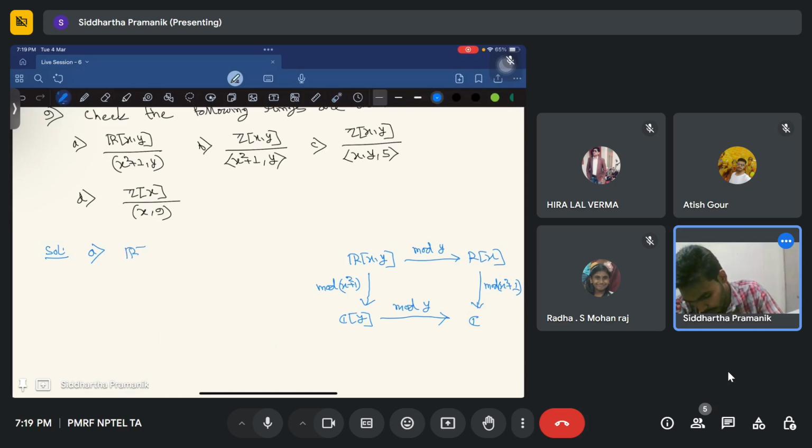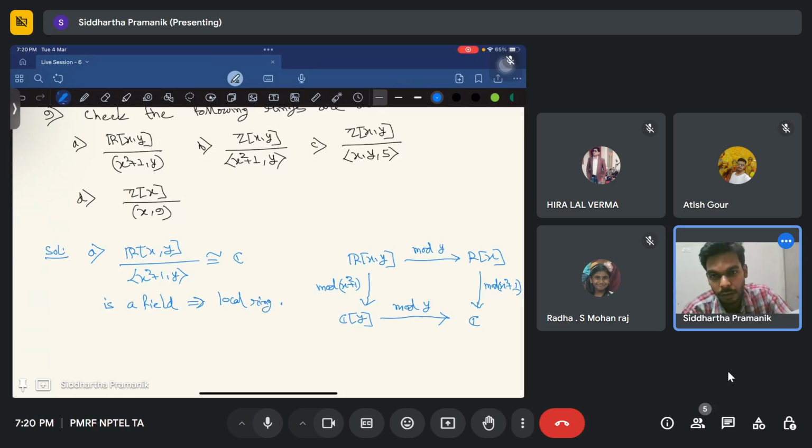So R[x,y] modulo (x^2+1, y) is isomorphic to C, and C is a field, right? So it has only one ideal that is proper, the zero ideal. So it has a unique maximal ideal. So it is a field, and that will imply it is a local ring. So did you understand this?